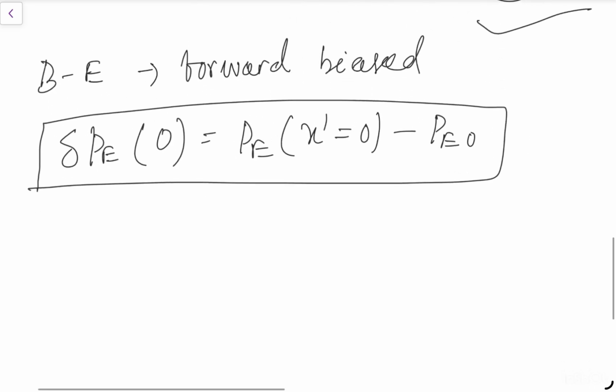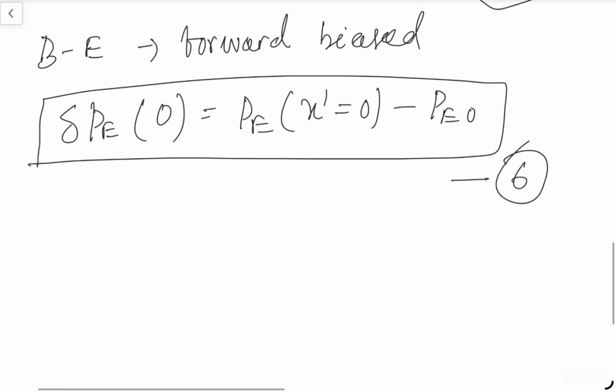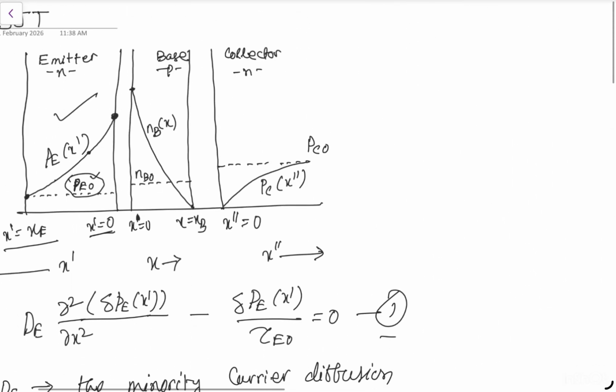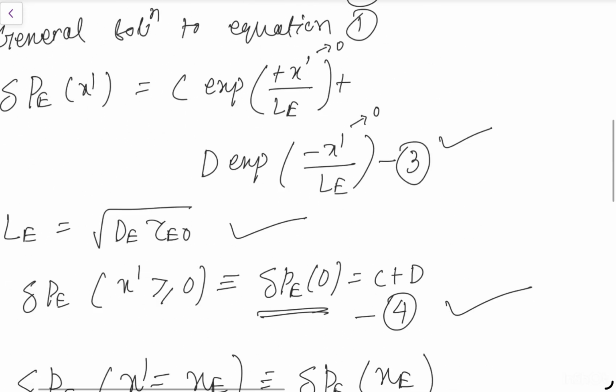Name it as equation 6. Okay, now delta PE at xe. If you see, delta PE at xe will be PE(x') at x' equals xe minus PE0. So this will give you PE0 minus PE0, right?